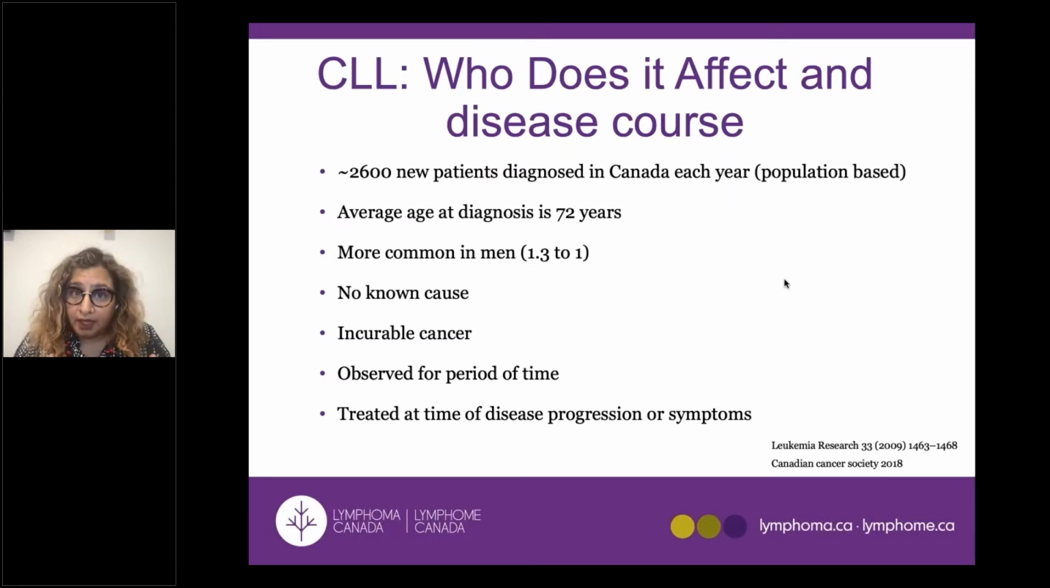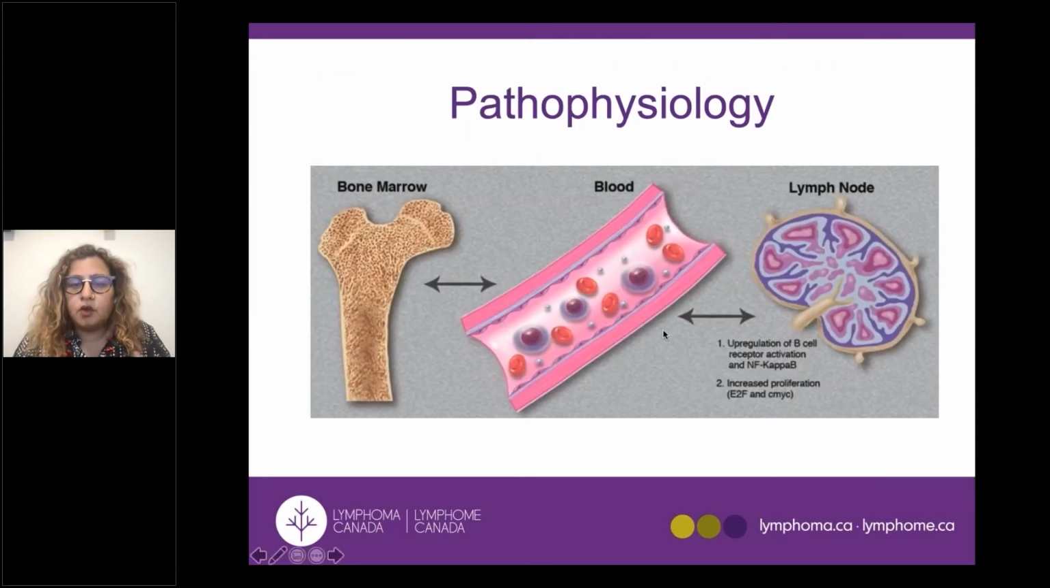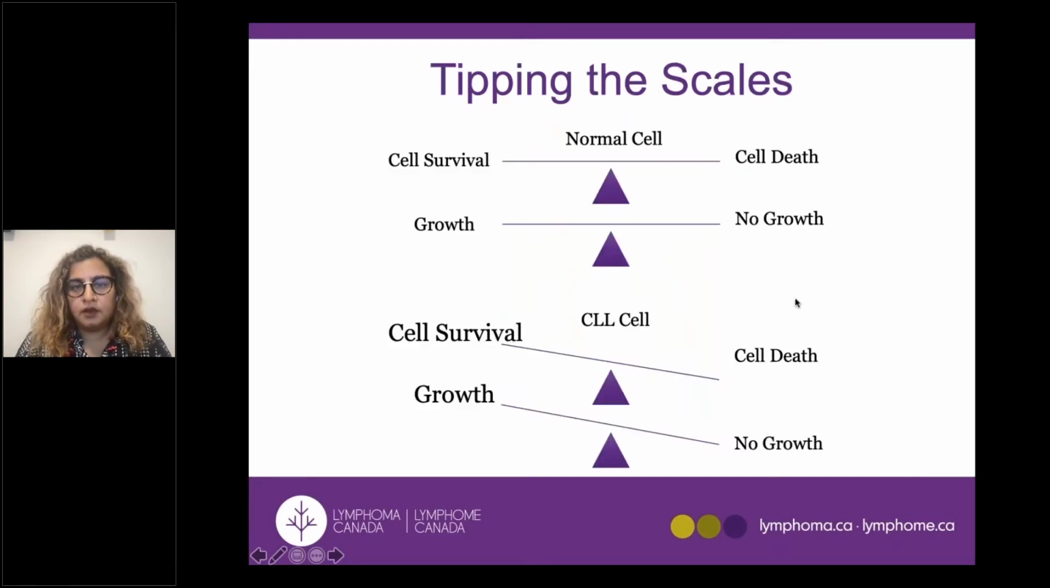So what happens in this situation is the bone marrow is creating this abnormal population of cells, which then flow and spill into the bloodstream and travel and populate the lymph nodes as well. In the normal situation, you have a balance of cell survival and cell death. In the CLL cell or the SLL cell, that balance is disrupted. We tend to have increased cell survival, increased cell growth, and less cell death, which is why these cells accumulate in all the different tissues.